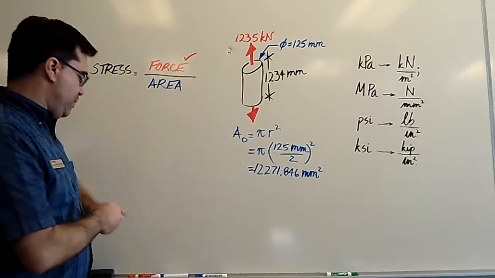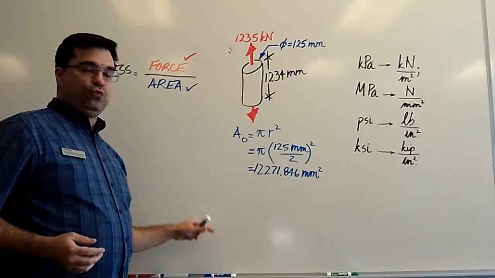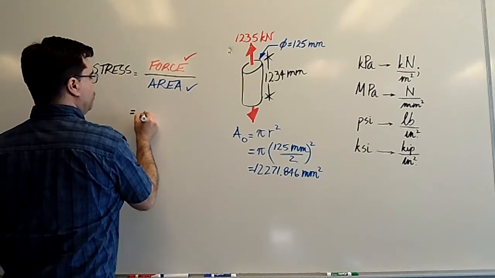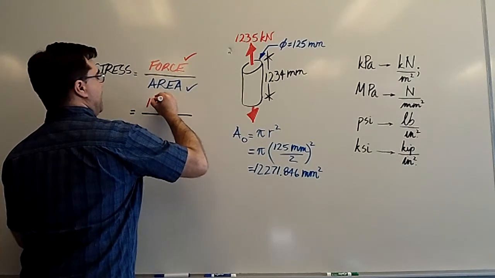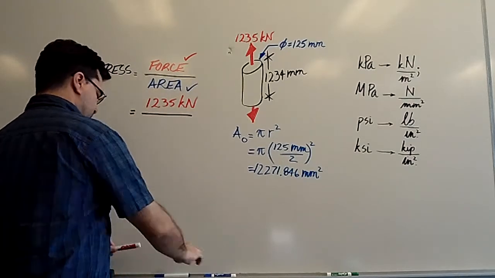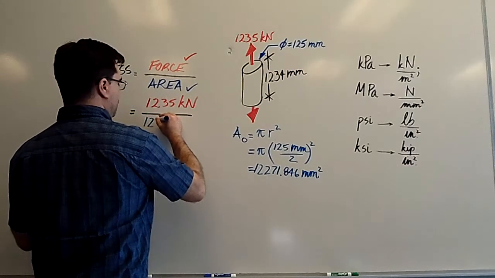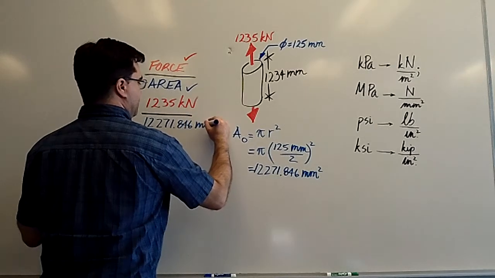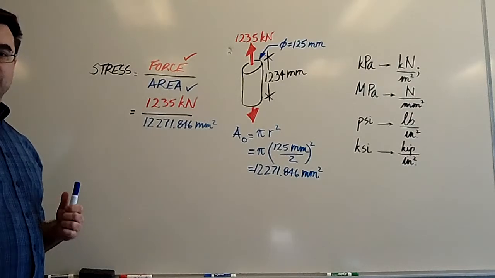So look at that. We have a force. Now we have an area. So simply, let's put it into our formula. Let's put it right here. Stress then is equal to, our force is 1,235 kilonewtons. Our area is 12,271.846 millimeters squared. So now we just divide the two numbers, right?